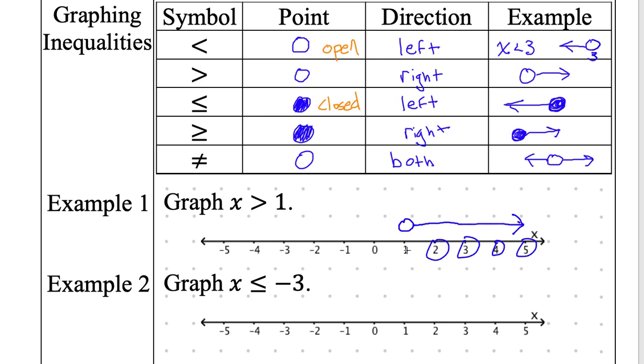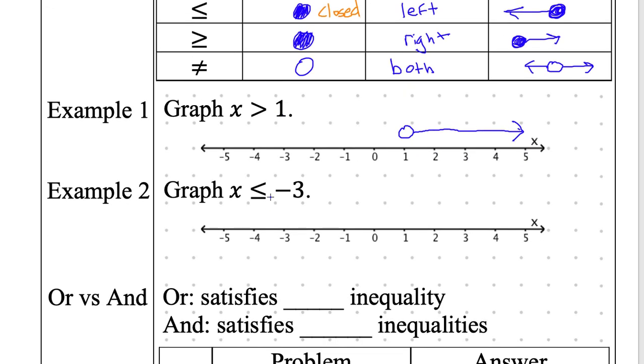1 cannot be x, because 1 is at this open point. 1 is not greater than 1. And 0 is definitely not in here. It's not in the arrow, so 0 is not greater than 1. Hopefully we're making sense so far. I don't have any feedback, so I'm just going through the video.